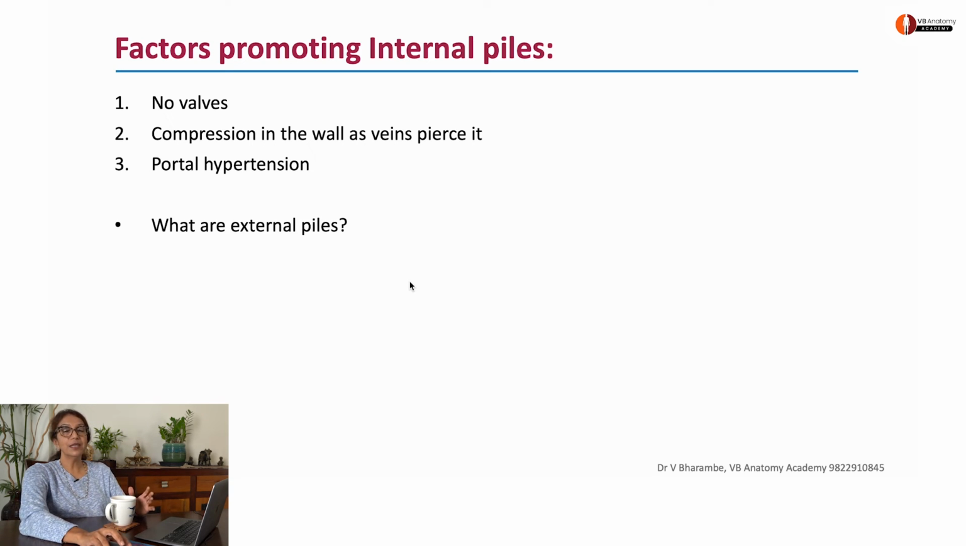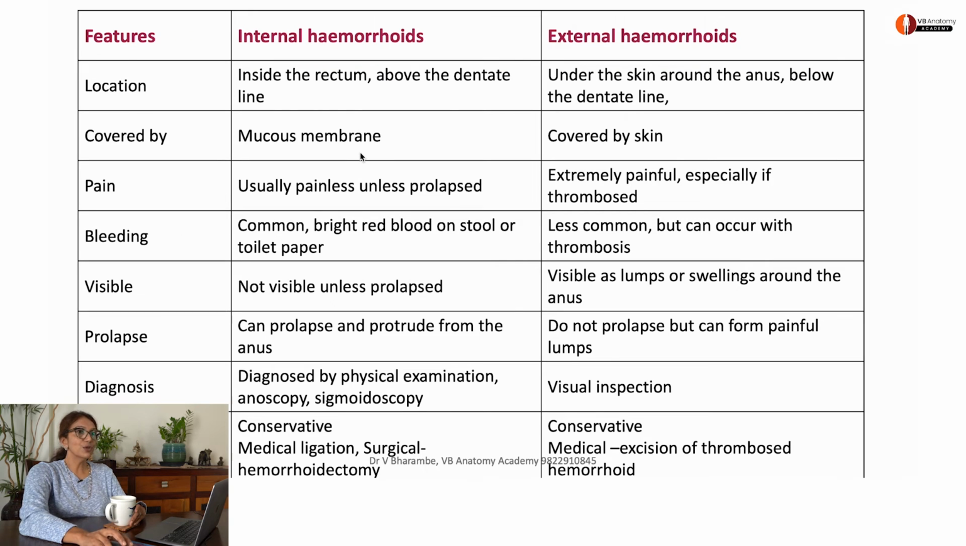So let's talk about internal and external piles. Some piles or hemorrhoids develop above the dentate line, which are called internal hemorrhoids, and those which develop below the dentate line are called external hemorrhoids. Internal are lined by mucous membrane, external by skin. So you have the pectinate line. Above it will be internal piles. Below it will be external piles. Above it is lined by mucous membrane. Below it is lined by skin. Above it, because there's autonomic nerve supply, it's painless. Below it, it is very painful because it's supplied by the inferior rectal nerve.